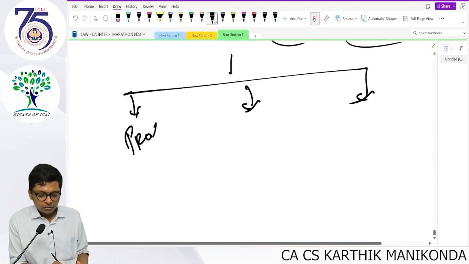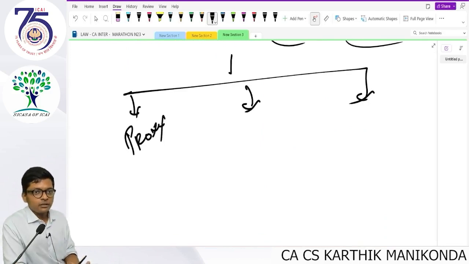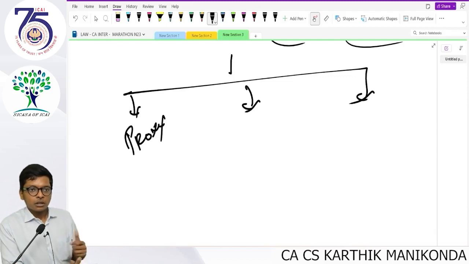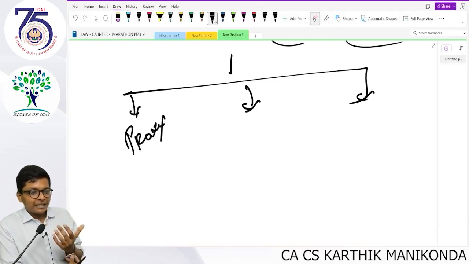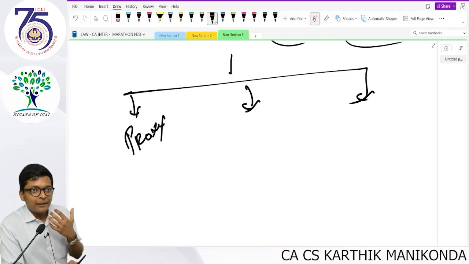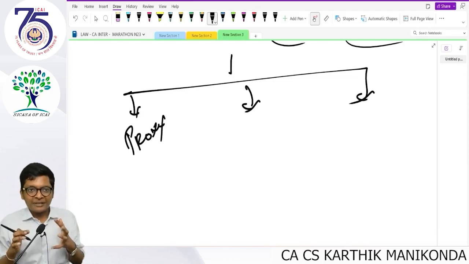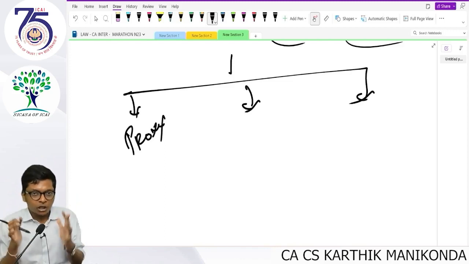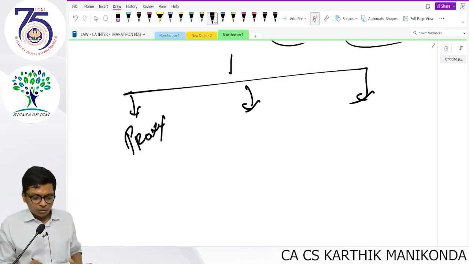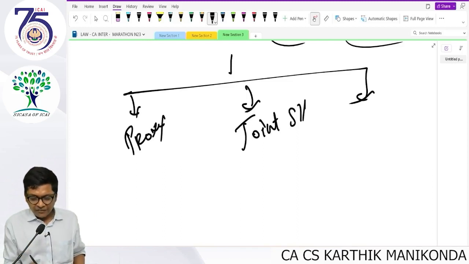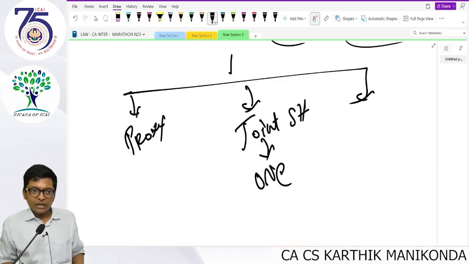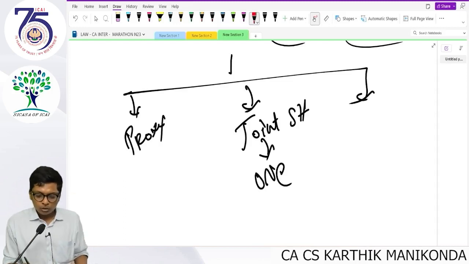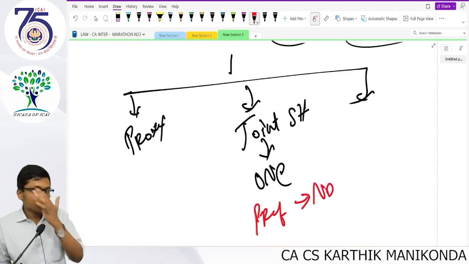Will I count proxy? No. Why won't I count proxy? They can appoint the same proxy, and also proxy should not talk in the meeting. There is a huge concept as to why we don't count proxy, but I'm not focusing on logic here. For the exam, proxy is not counted. Joint shareholders: husband and wife will be counted as one shareholder. Who can vote? Whosoever name is first will vote. Next, preference shareholders are not counted because they cannot vote.